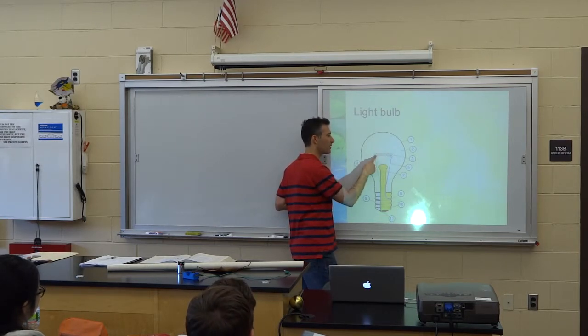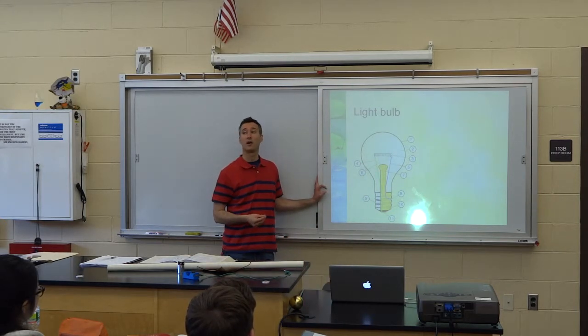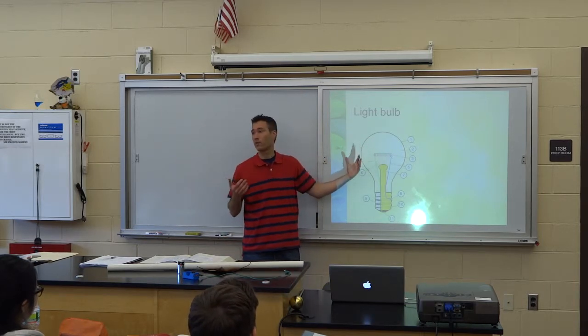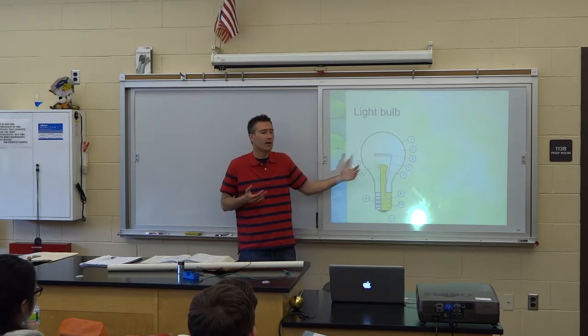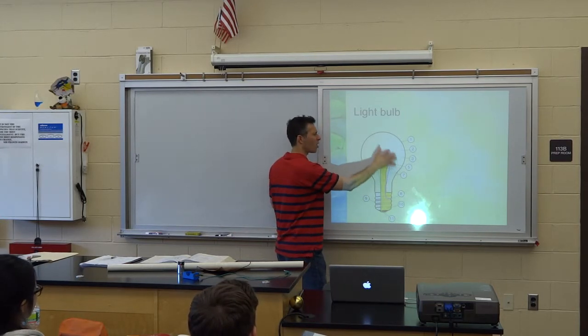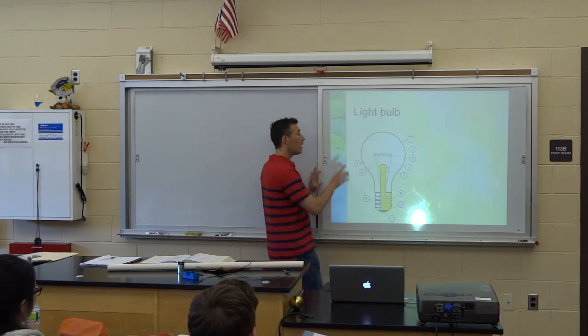Filament, and the filament is hot. Really hot, like 3,000 Kelvin, maybe 2,000 Kelvin, super, super hot. And if there's oxygen present, it's going to burn. If it burns, it's not going to work anymore, right? So the glass is actually just to keep oxygen out. We usually have argon or some inert gas in there. It's not going to be a vacuum.